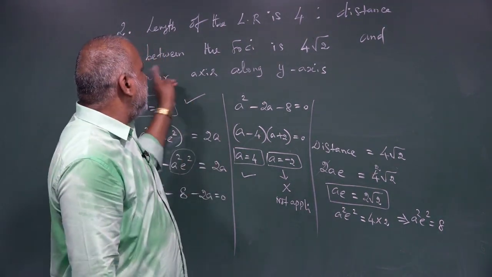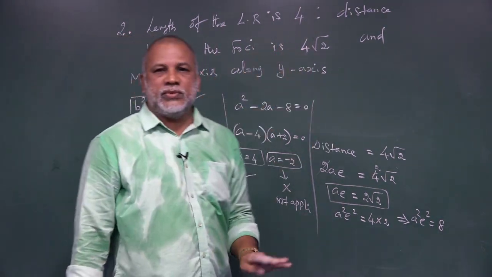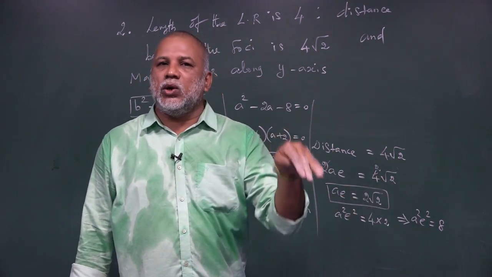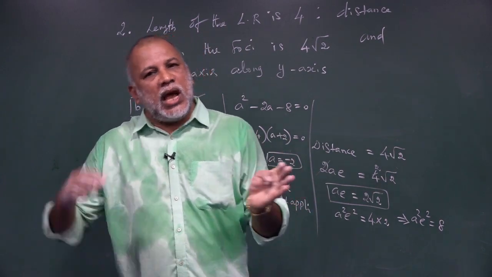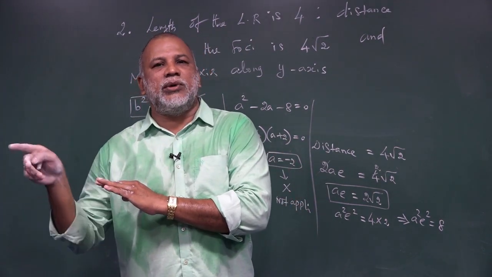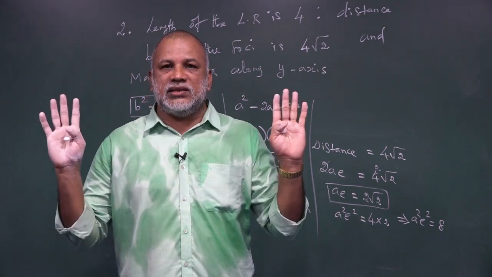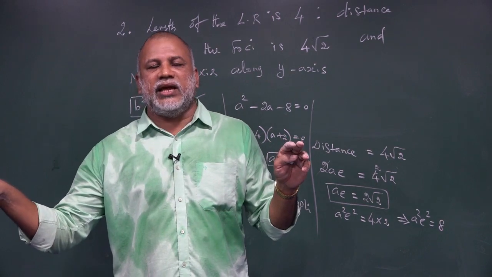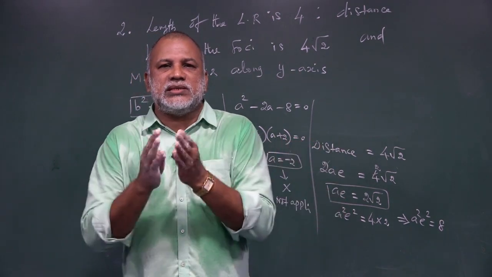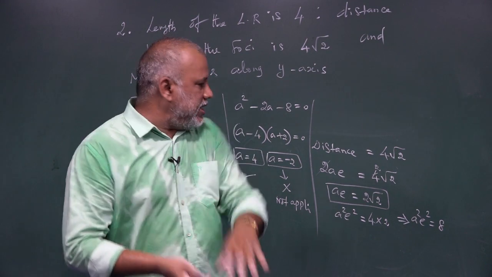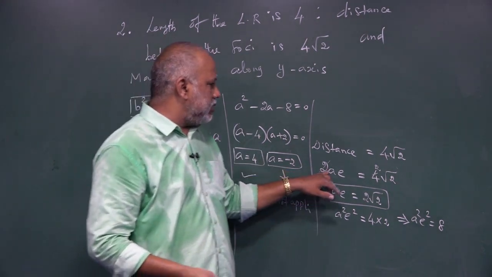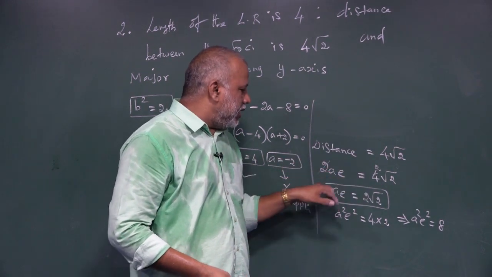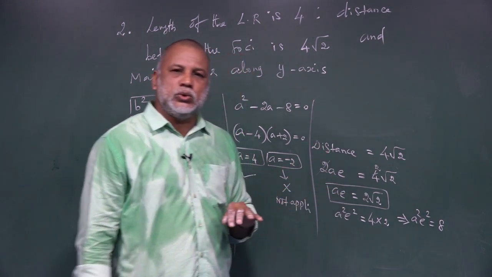After that, read the question. Distance between the foci. What is the meaning of distance between the foci? One focus is F (0, AE), because it is type number 2. Another focus F dash (0, minus AE). We need the distance, so don't think about the negative. When we are comparing with the points, it should have the negative symbol, but when we need the distance, distance between the foci is 2 times AE. That is the first logic we need. Distance is 4 root 2. 2 times AE equal to 4 root 2. 2 will be removed. Therefore, we get AE equal to 2 root 2.